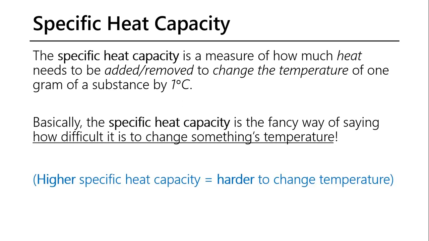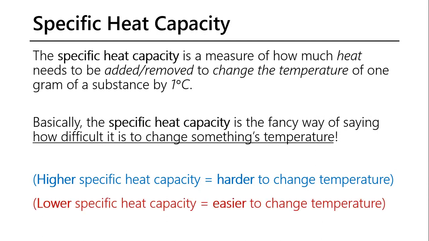In general, the higher the specific heat capacity is, the harder the temperature is to change. Okay, it takes more heat for our temperature to start moving. For a lower specific heat capacity, it's easier to change the temperature. So we just put in a little bit of heat and it starts flying away from us.